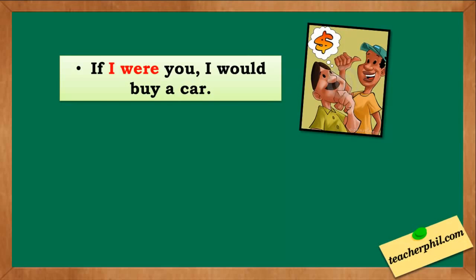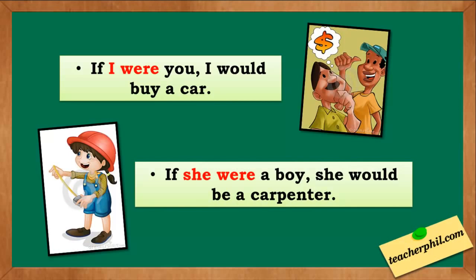Another example: if I were you, I would buy a car. The if clause here is if I were you. The main clause is I would buy a car. If she were a boy, she would be a carpenter. The if clause is if she were a boy. She would be a carpenter is our main clause.